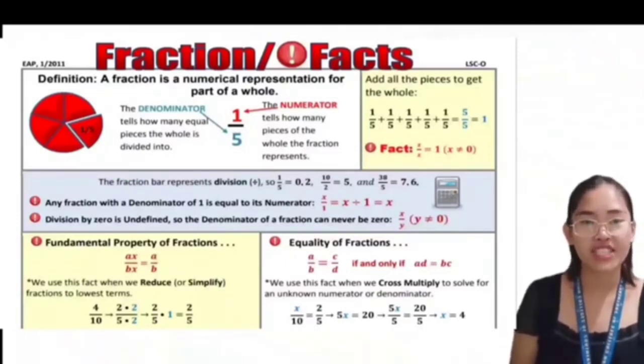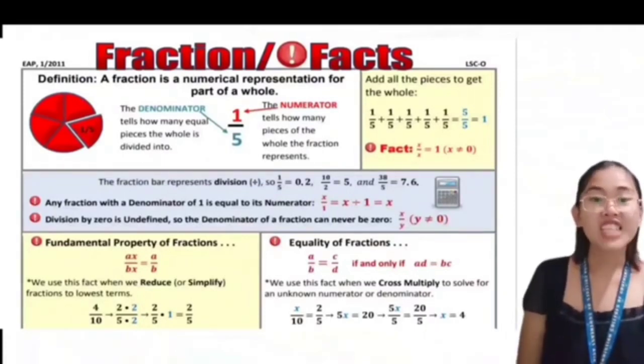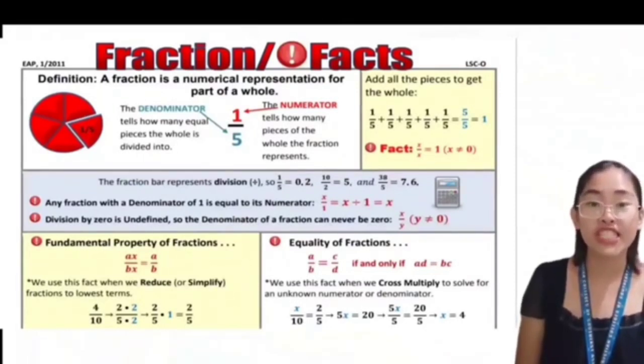Equality of fractions. a over b equals c over d. We use this fact when we cross-multiply to solve for an unknown numerator or denominator. x over 10 equals 2 over 5. As we cross-multiply the numerator with the denominator on each side, we get 5x equals 20. Use again the cross-multiply method to get x, which is equal to 4.